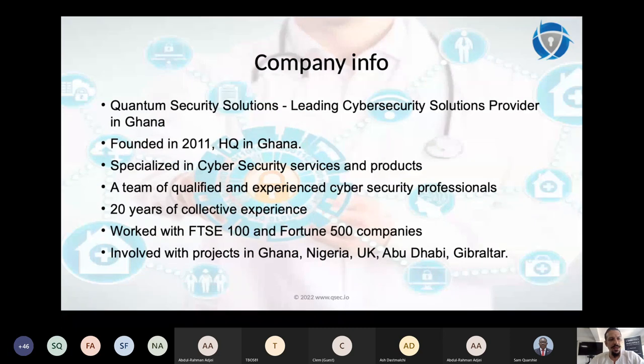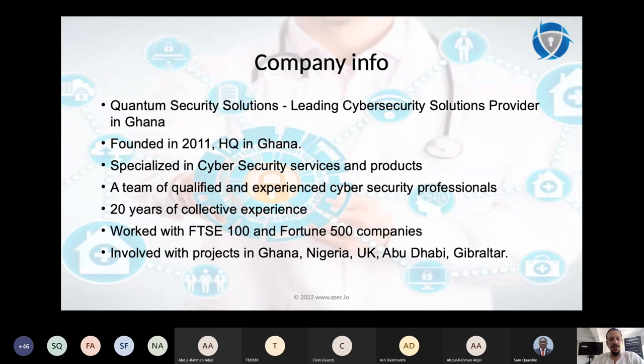A little bit about our company, where I work, is called Quantum Security Solutions. We are based here in Accra, Ghana. We've been around since 2011. We are, if you like, a boutique cybersecurity service and product provider. We have a team of qualified people with various experiences and backgrounds in IT, and somehow we all turned our skills to security. So we have around 20 years of collective experience.